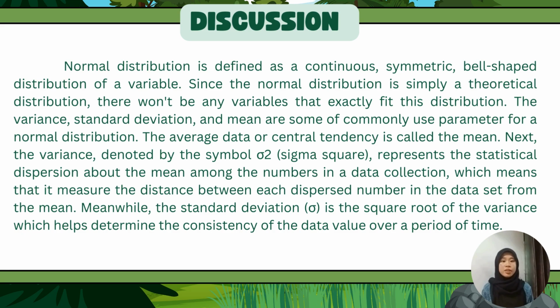Next, the variance, denoted by the symbol sigma squared, represents the statistical dispersion about the mean among the numbers in a data collection, which means that it measures the distance between each dispersed number in the data set from the mean. Meanwhile, the standard deviation, denoted with the symbol sigma, is the square root of the variance, which helps determine the consistency of the data values over a period of time.